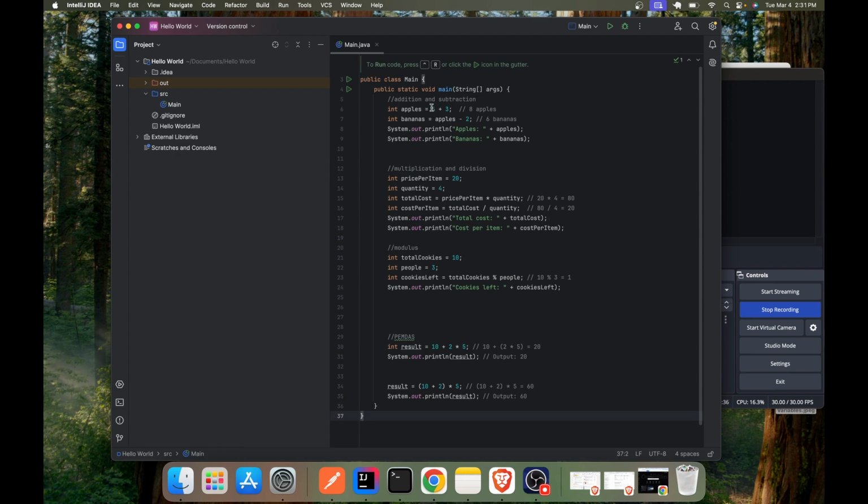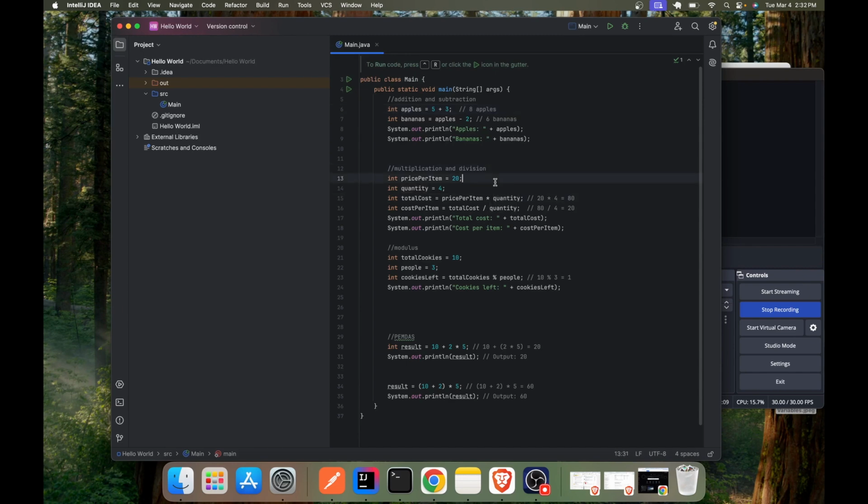Addition works exactly like you would expect. So say that we have apples and we set it equal to 5 plus 3. That's going to give us 8 total apples within our apples variable. So let's say that we also have a variable named bananas, and that equals apples minus 2. Since we had 8 apples minus 2, in our bananas we have 6 bananas. And so if you ran this code, you would see 8 apples and 6 bananas.